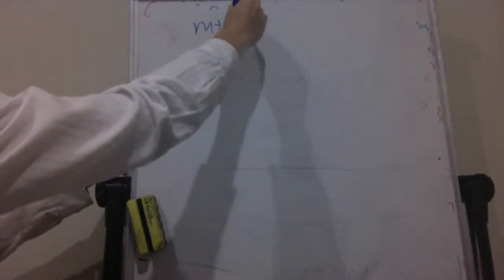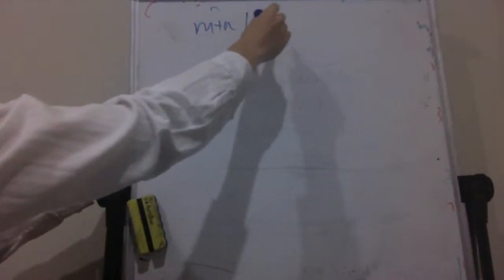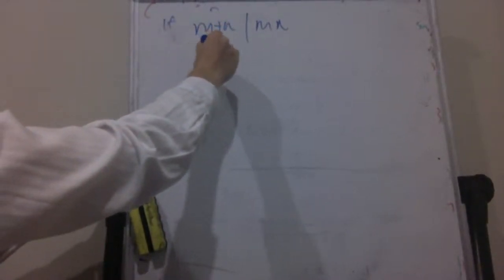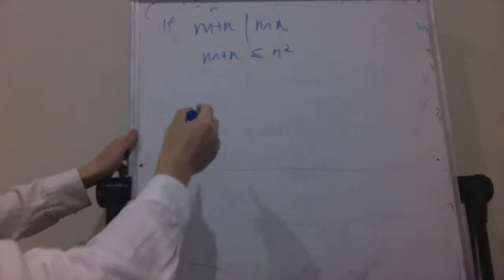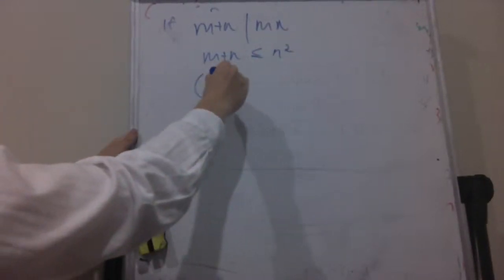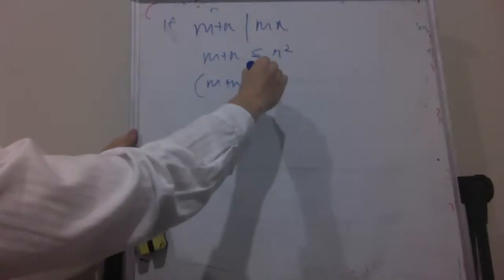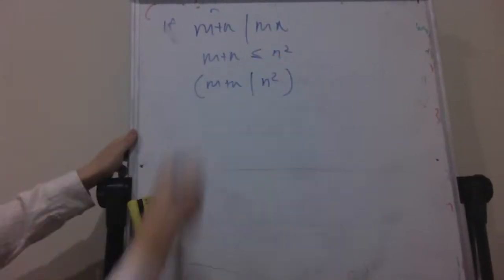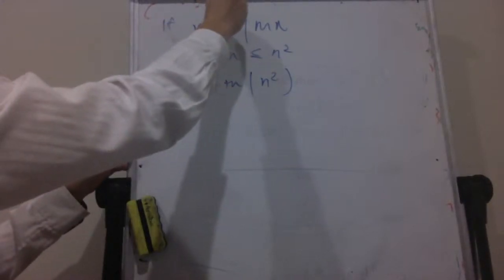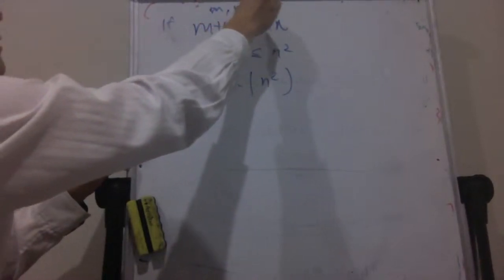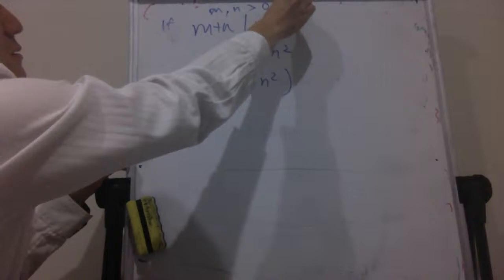So the question says m plus n divides mn, right? Yes. If this happens, then m plus n is less than or equal to n squared, yeah? But I propose you can conclude that m plus n divides n squared. So m and n are both positive, greater than zero integers. Okay?